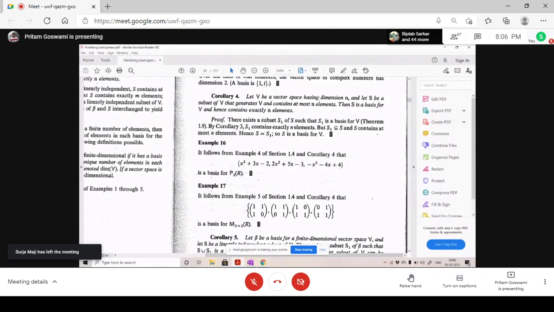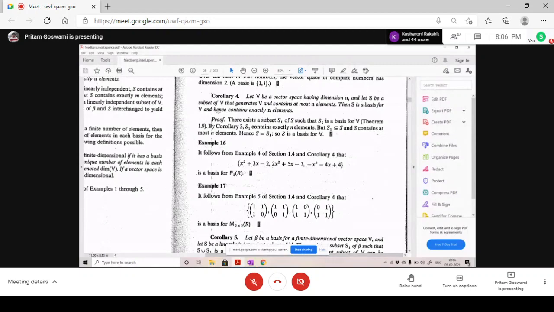For safety, you can write the number of elements in the basis, because if you say size, then you also have to define size. What do you mean by size? So for safety, just in exams, write the number of elements in the basis.